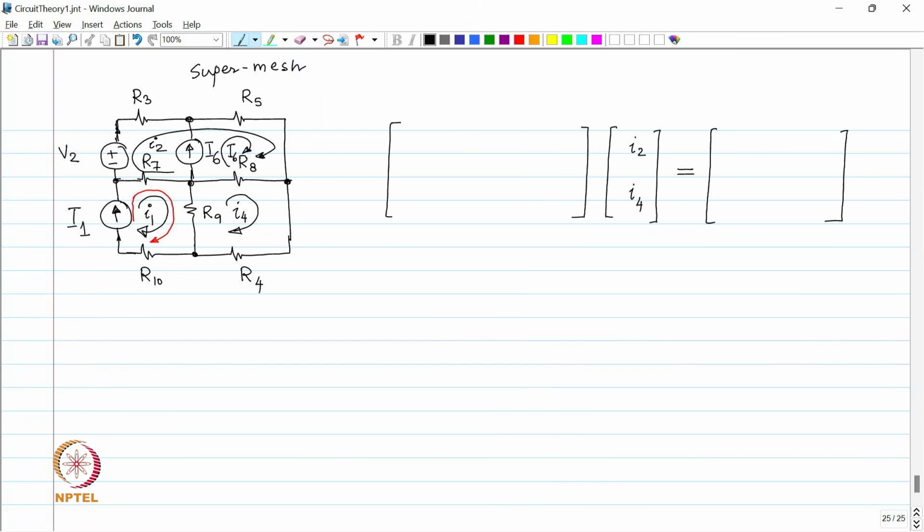Okay. So, let us start with I2, the super mesh. We start with the voltage source, drop is minus V1, which I move to the right hand side and it becomes a V1. Then the drop across R3 is I2 times R3. Then the drop across R5 is I2 plus capital I6 times R5.